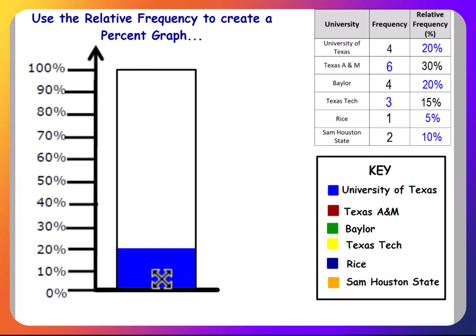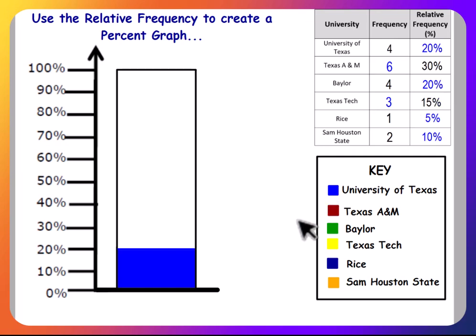Now, for these percent bar graphs, it's usually color-coded or coded by designs. If it's a black and white paper, then there'll be different designs like horizontal lines, diagonal lines, something like that. In this case, with the video, we can use color. So the blue represents the University of Texas. When I look to see what percentage of the students went to the University of Texas, I look for the blue part of the graph, and it's 20%. Texas A&M, I come up here, they're 30%.